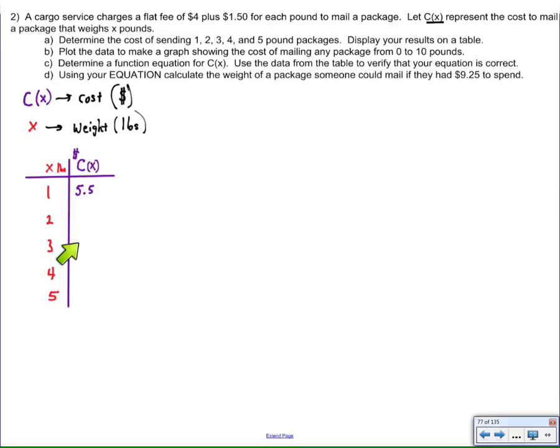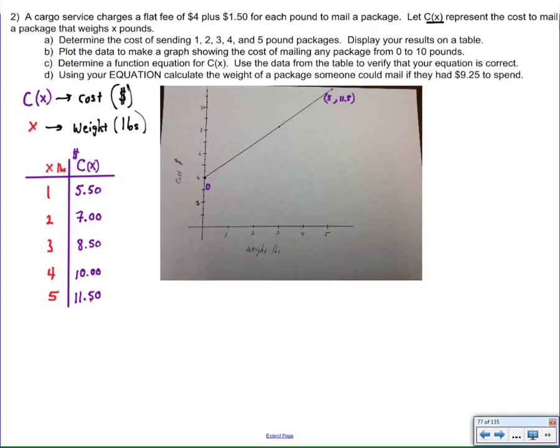All I'm going to do for the rest of this is add an additional $1.50 to each new weight because every pound that's added increases the price by $1.50. So $5.50, you add 50 cents, you're at 6, you add one more, you're at 7, and so on. Just making sure that all of these are $1.50 apart, and they are, so I know I've got the correct table of values. Most people would stop there. But it did say plot the data in part B, so I'm going to oblige.